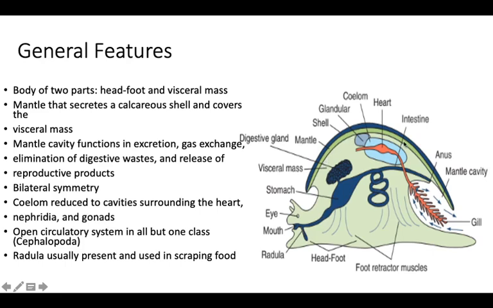This mantle is responsible for gaseous exchange and also forms a cavity which is called the mantle cavity, and this is responsible for excretion, gas exchange, and elimination of digestive waste. Snails have bilateral symmetry, so they can be cut into two equal halves, like a human. All right, now they have an open circulatory system.